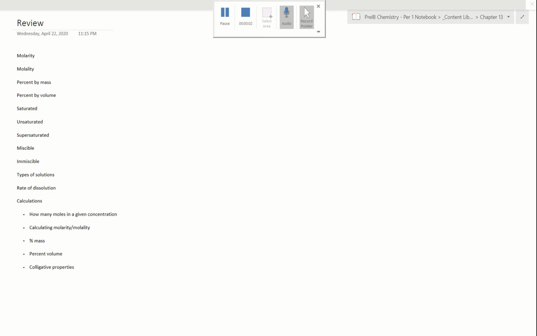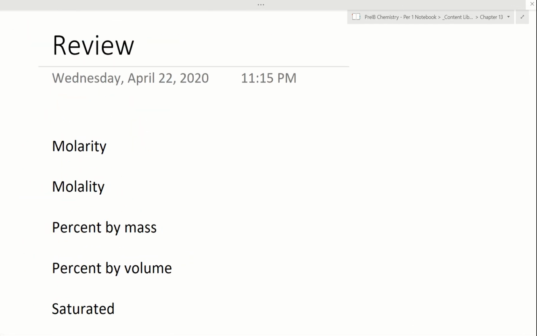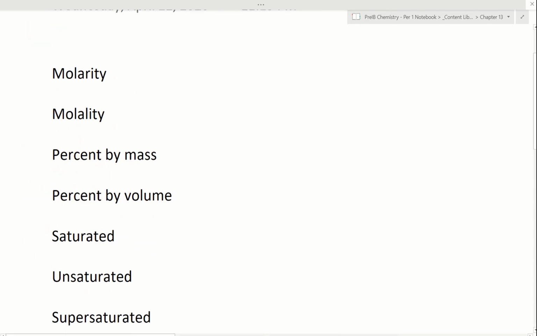All right, this is a review for your test on Monday. You have a review worksheet that goes along with this, but I'm going to walk you through some of the main ideas for Chapter 13. So the vocab that you need to be aware of is listed here. You can find this review in the content library of OneNote under the Chapter 13 notes.